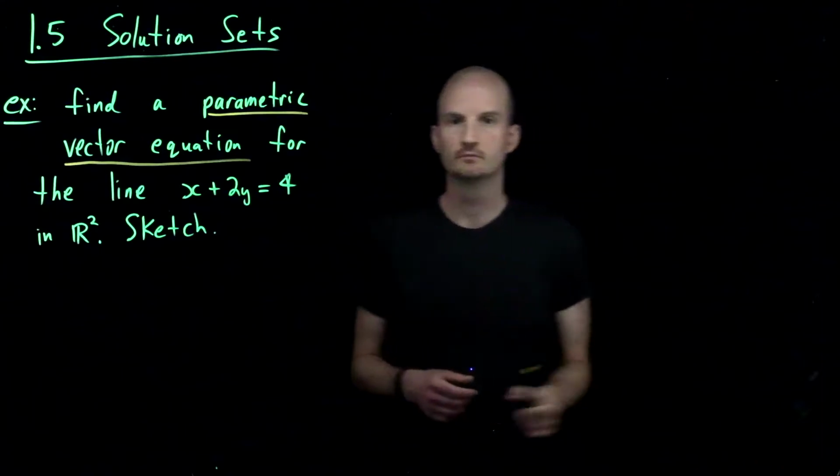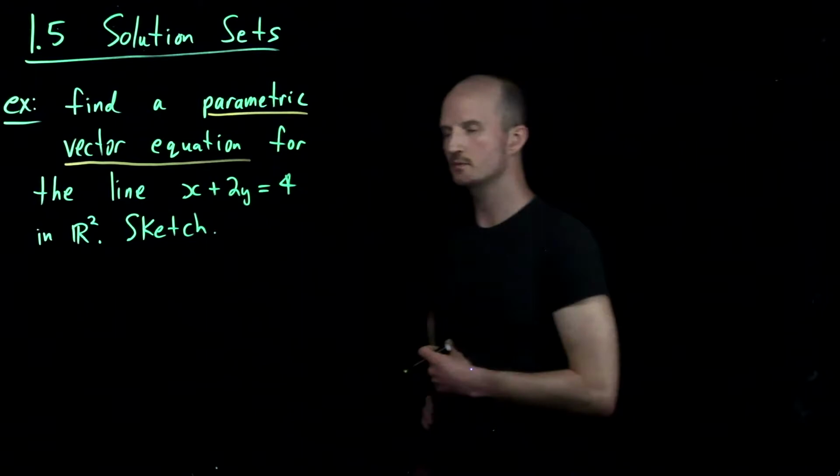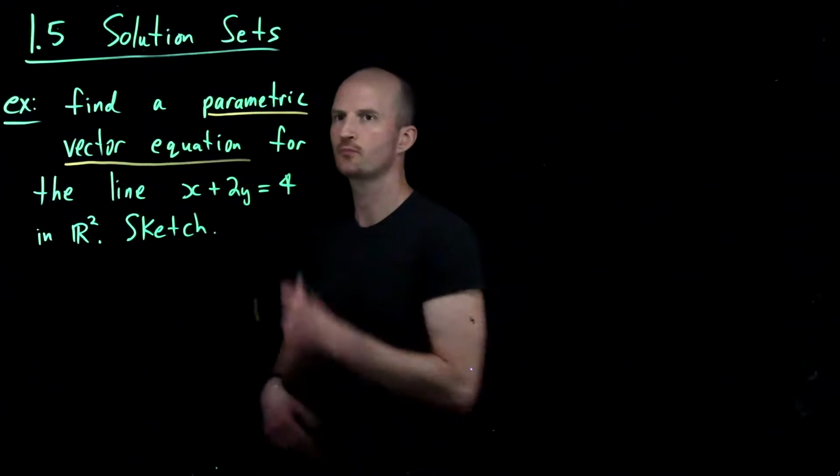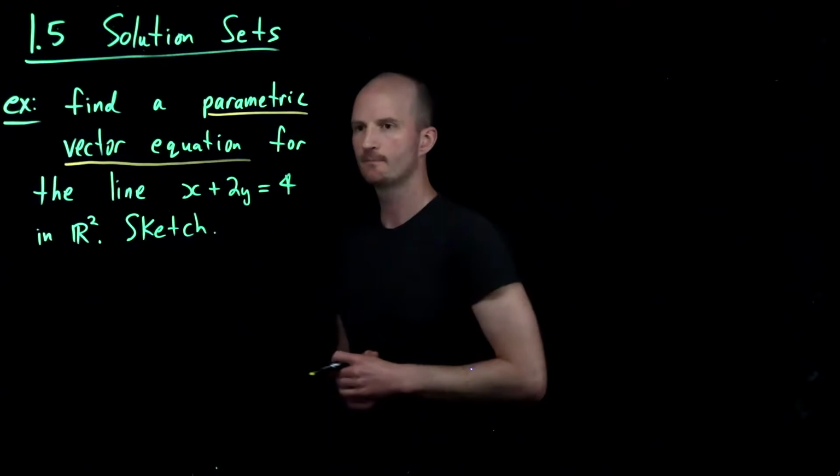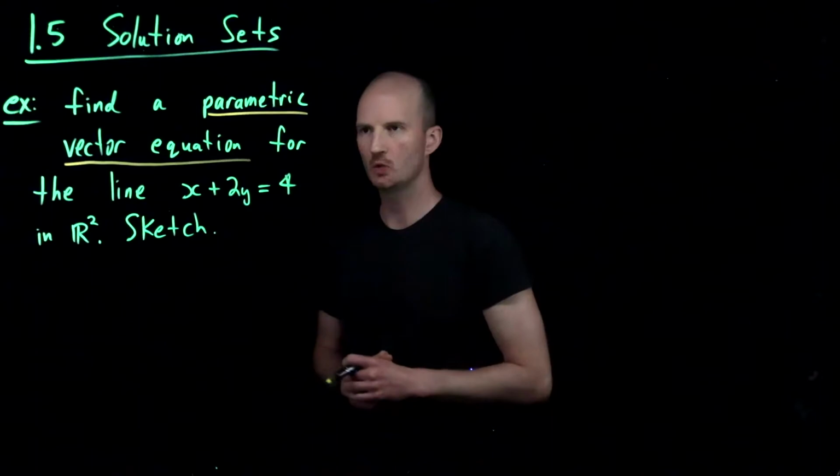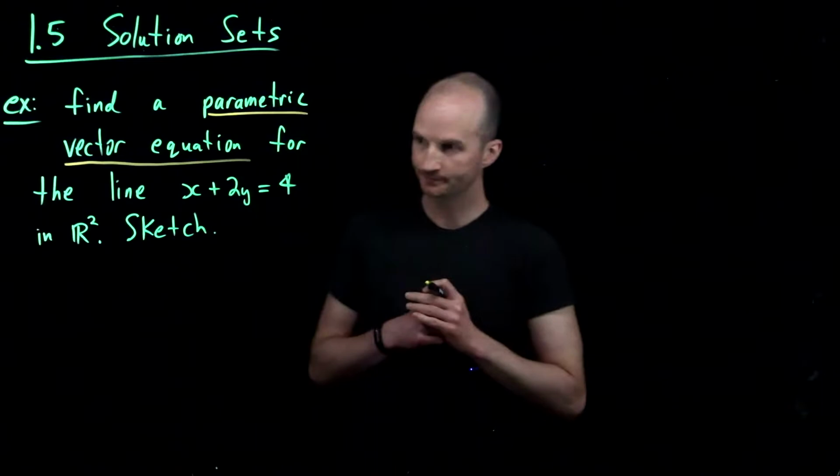Okay, so we've been finding solution sets already, but now we want to give a geometric interpretation of those solution sets. Okay, so we have a familiar line in R2. I want to come up with a different equation that also describes this line, and then I want to talk about it kind of visually.